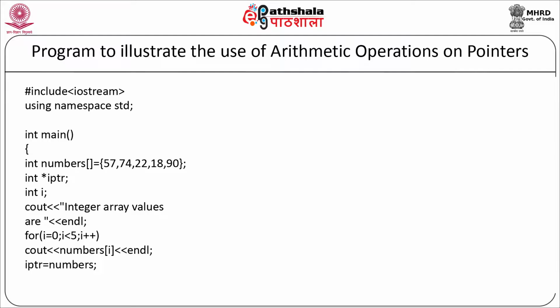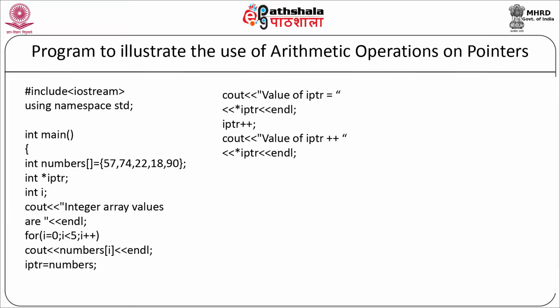Now we will display the values as cout << "value of iptr is " << *iptr. We will increment iptr by 1 as iptr++. Now we will write cout << "value of iptr++", the contents of iptr as *iptr. Now we are going to decrement the value by 1. So iptr--, cout << "value of iptr--" is *iptr.